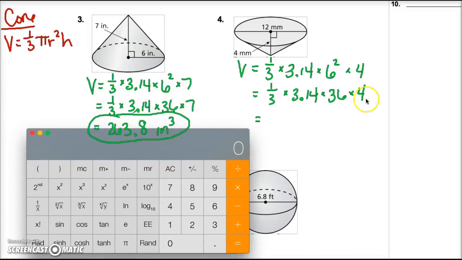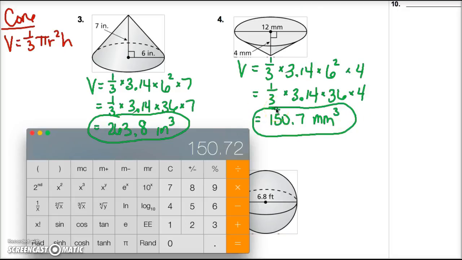As I pull up my calculator, remember I'm going to do this string of multiplication first and then divide it all by 3. So 3.14 times 36 times 4, and then divide that by 3. You get 150.72, but again we need to round that. This 2 is going to tell your 7 to stay a 7. So 150.7, and labeling would be millimeters cubed. Again, here was our formula, and I just took the information they gave me and plugged it right in with the radius and the height and solved it.